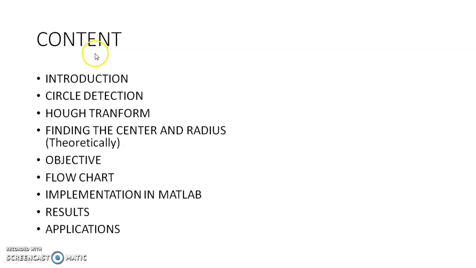These are the contents we will be covering in this presentation. Introduction, how a circle is detected, that is a concept named Hough transform. Then we will see how to find the center and radius of a circle theoretically, and we will see the objectives, then the flowchart and how we implement it in MATLAB. Then we will check some results and finally some applications.